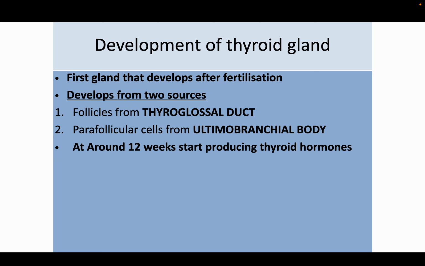With this lecture I would like to suggest you please go through the lecture on pharyngeal arches before studying this thyroid gland. So you will understand from that lecture what the ultimobranchial body is. At around 12 weeks they start producing thyroid hormones.